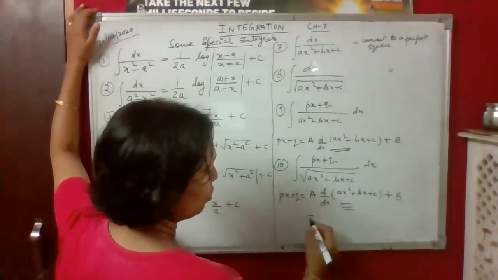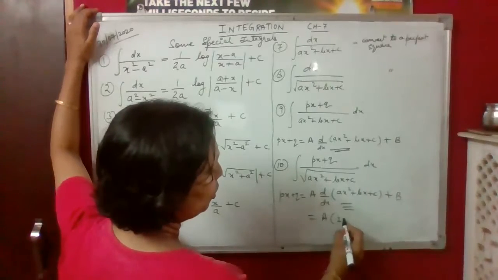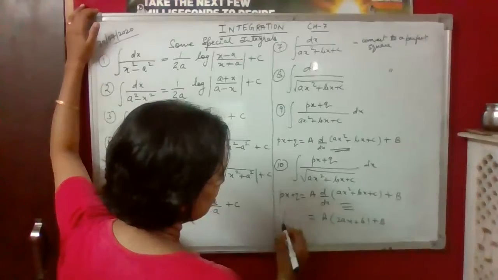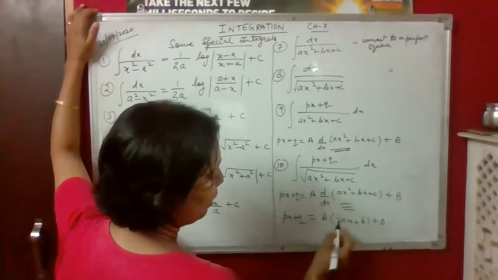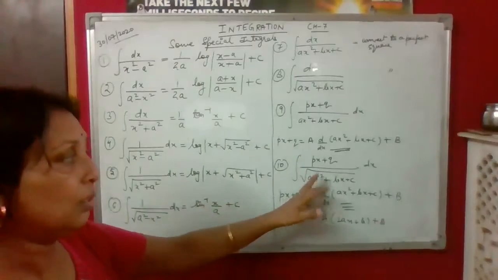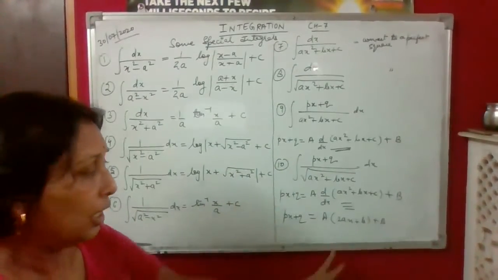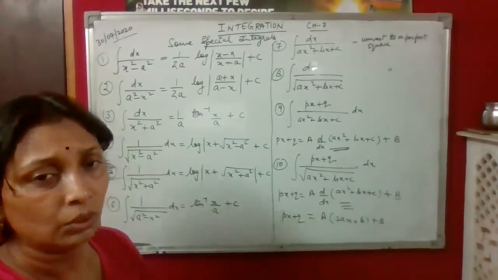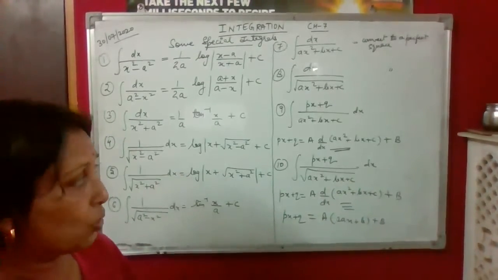This also and this also. It will convert to 2ax plus b, right? And using this equation we can find out the values of a and b, and putting the values of a and b, the integral will be divided into two parts. In one, some substitution will be applied, and in the other we will convert it to a perfect square.